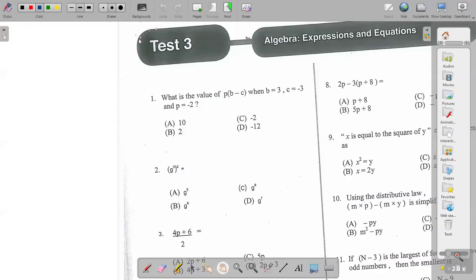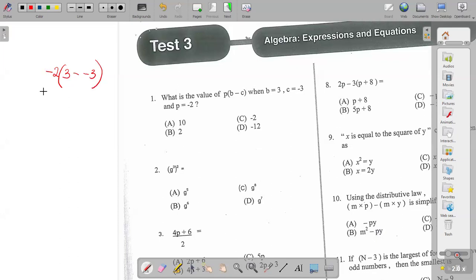All right, guys, so we're going to begin this question. What is the value of this? So this is a substitution. Everywhere you see B, you put 3, C negative 3, P negative 2. So that means we have negative 2, open bracket, B, which is 3, minus C, which is negative 3.